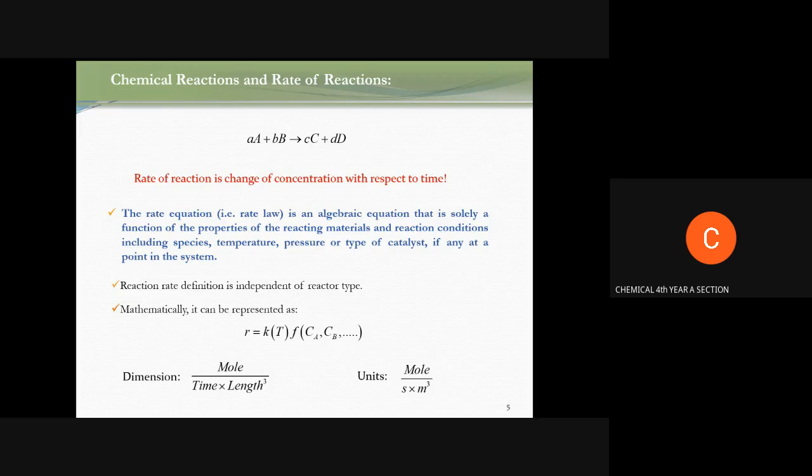In the upcoming classes, I can explain it. What is the unit of the rate equation? In dimensions, it is mole divided by time times length cubed. Converted into SI units, mole is mol, time is denoted as s, and length is denoted as the meter, small m, with the cube.